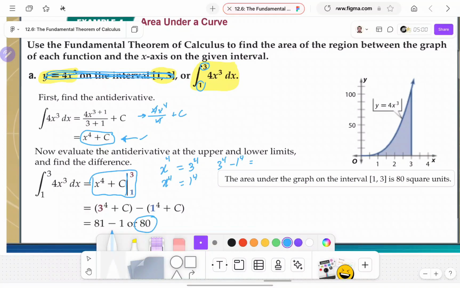Okay? Maybe some of you will ask me, what's happening with the c, teacher? So look at this one: 3 to the power of 4 plus c minus 1 to the power of 4 plus c.